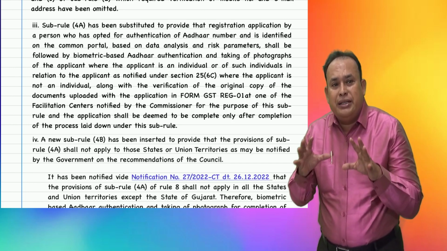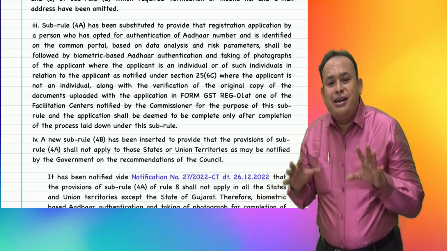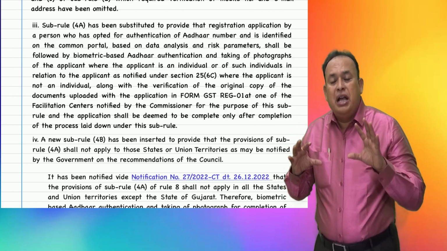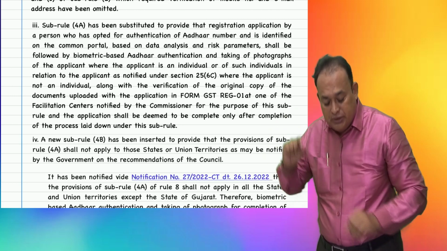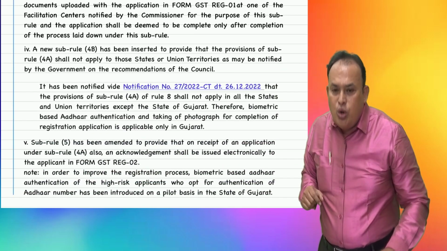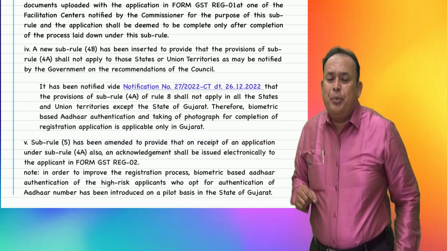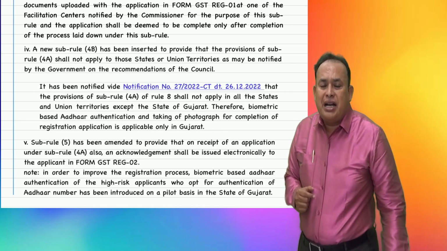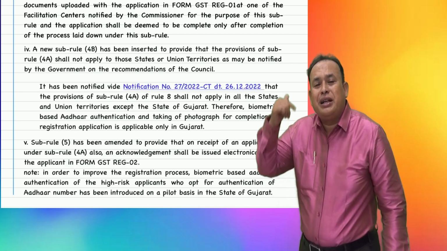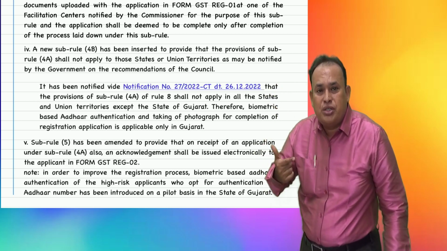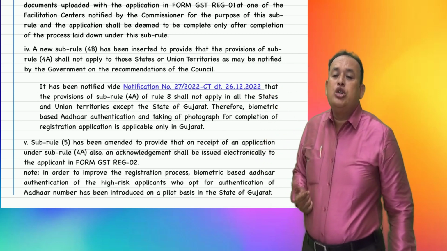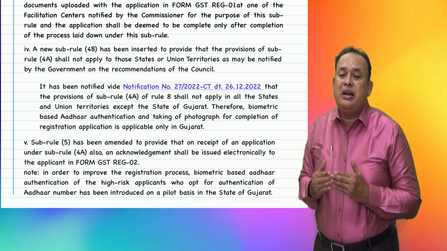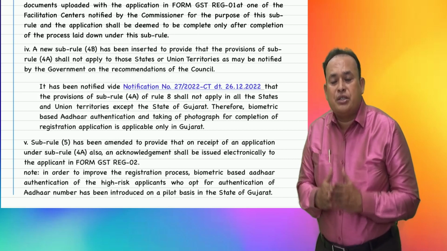This particular data analysis and risk parameters scheme has been introduced as a pilot only in the state of Gujarat. That is important. A new sub-rule 4B of rule number 8 has been inserted to provide that the provision of sub-rule 4A of the CGST Rules, rule number 8, shall not apply to the states or union territories as may be notified by the government on the recommendation of the GST Council.